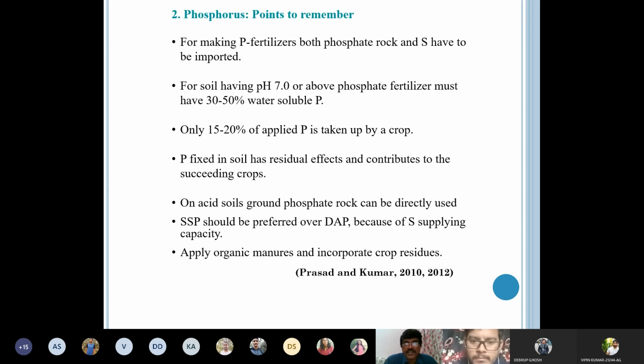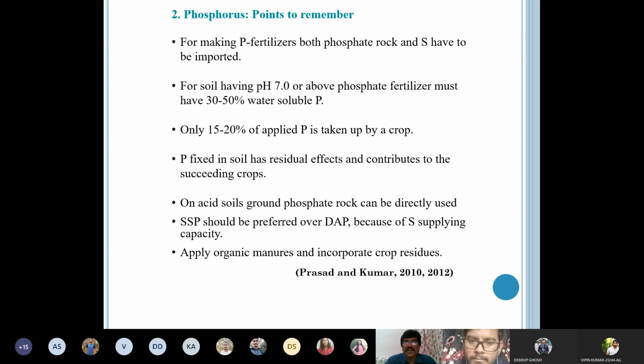Phosphorus, in case of phosphorus, how to improve the efficiency of phosphorus fertilizer. For making phosphorus fertilizer, both phosphate rock and sulfur have to be imported. This means we need to use it judiciously. We should increase its efficiency. For soil having pH 7 or above, phosphate fertilizer must have 30 to 50% water soluble P. Otherwise, you cannot use it. In acidic soil, we can use water insoluble phosphatic fertilizer, but in alkaline soil, you cannot use it.